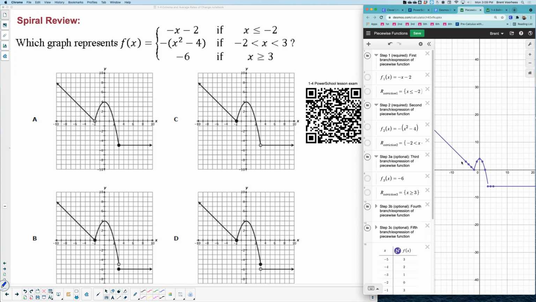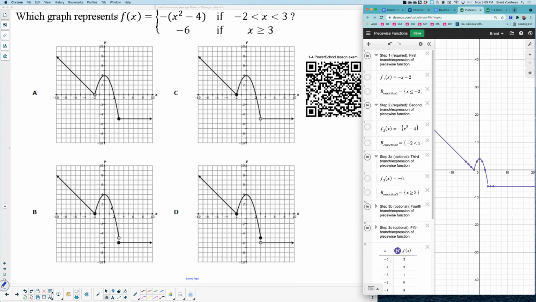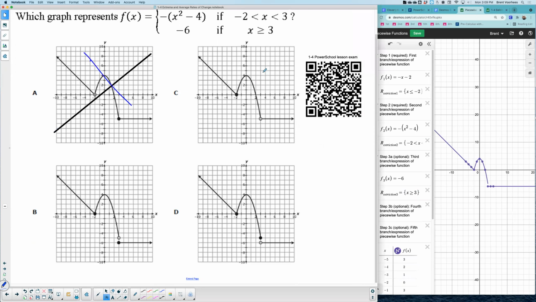Now, what's going to really help you with Desmos is it will show you a solid dot if there should be a solid dot. So when I look at this picture, I can quickly eliminate the top 2 graphs, A and C, because there's no gap between the second and third piece. There should be. And Desmos tells me the bottom piece should have the solid dot. So B is the correct answer.